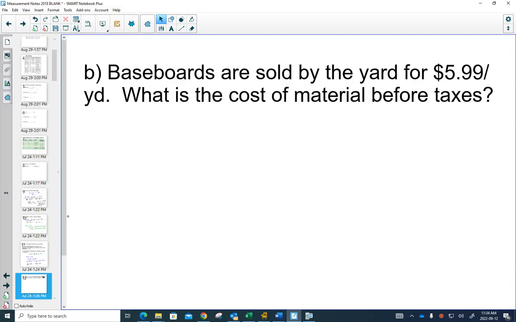So at this place where you were buying them, they're saying that baseboards are sold by the yard for $5.99 per yard. How much would you have to pay to buy this?